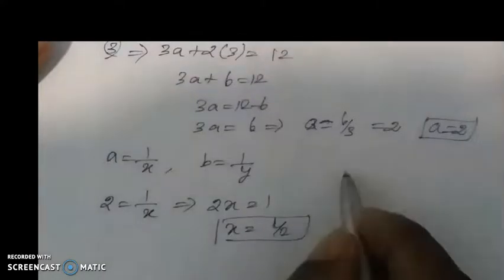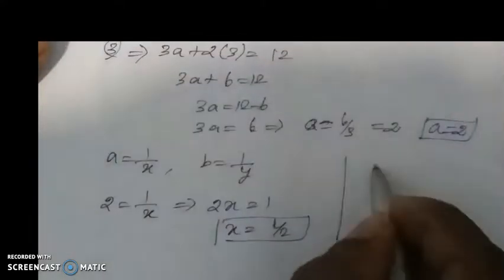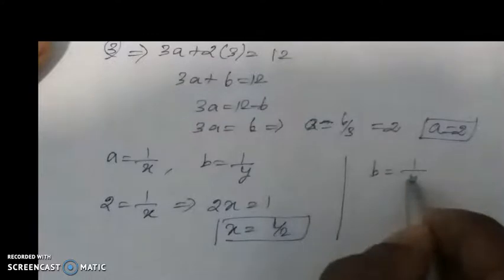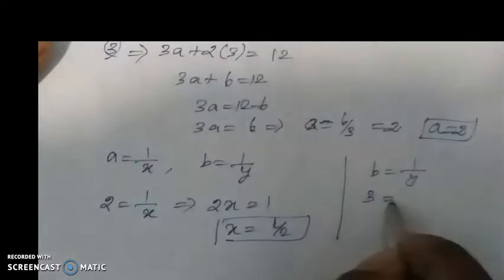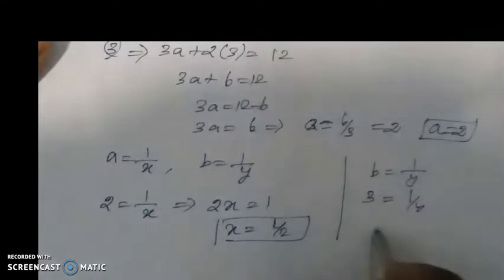In a similar way, b equals 1 by y. The b value we already found is 3. So 3 equals 1 by y, which implies y equals 1 by 3. So the value of x is 1 by 2 and the value of y is 1 by 3.